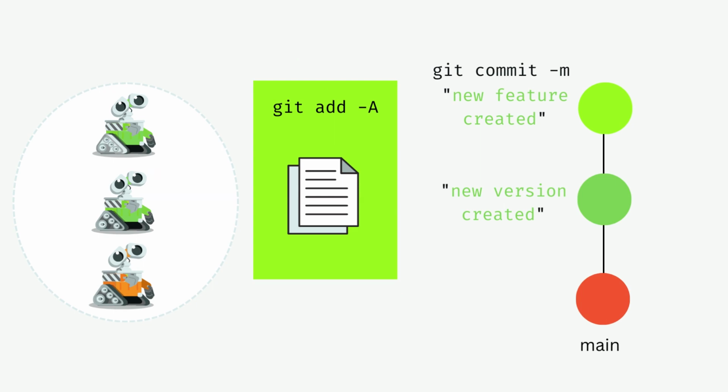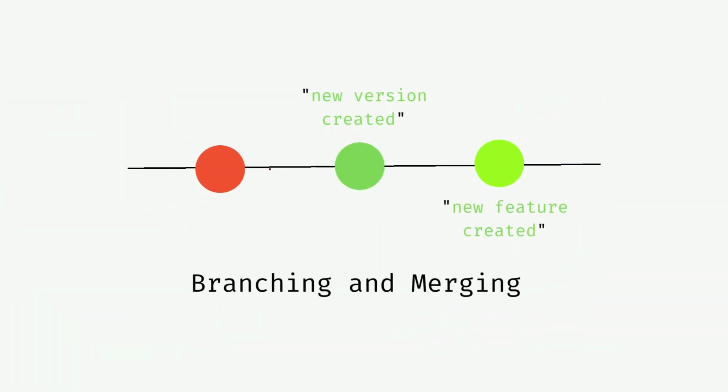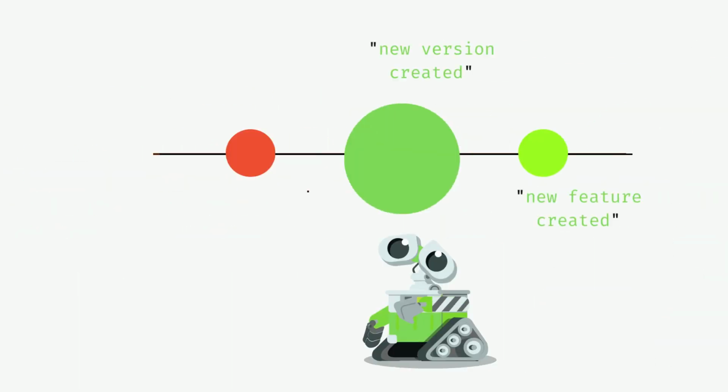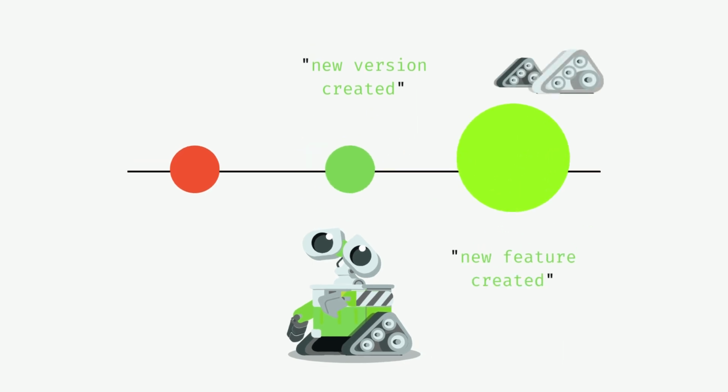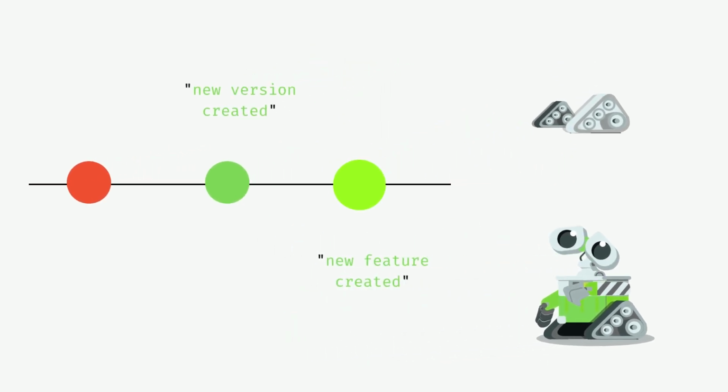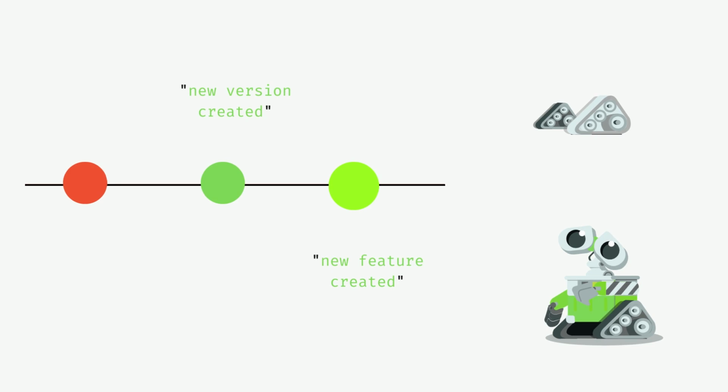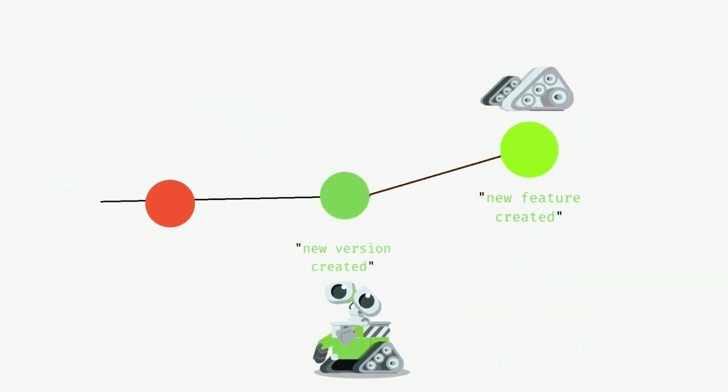Now let's explore how branching and merging can greatly simplify our development process. First, we have created a version for our Wally character, then we added an additional feature on top of it. However, it's not always a good practice to work within a single timeline. You have the option to create a separate timeline or branch specifically for a particular type of work.